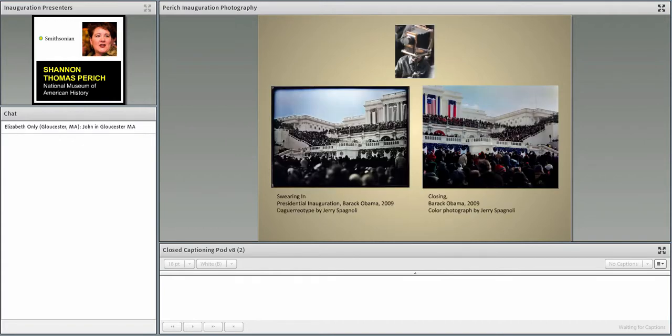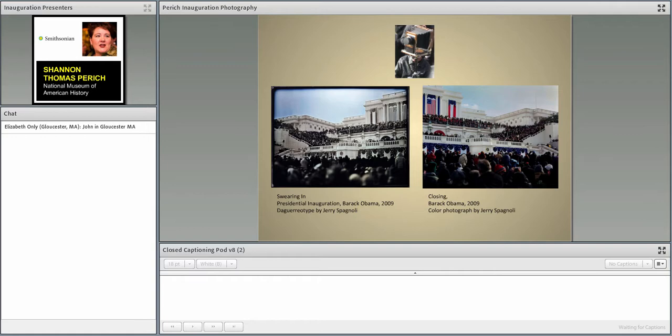Did I really say daguerreotypist? In 2009, that very first commercially successful process that was incredibly cumbersome? Yes. And why is that? Well, Jerry Spinoli, who's pictured there at the top, hiding beneath his large format camera, you can see the lens cap is on, happens to also be a daguerreotypist. And he got special permission to bring his equipment onto the grounds and photograph the inauguration.